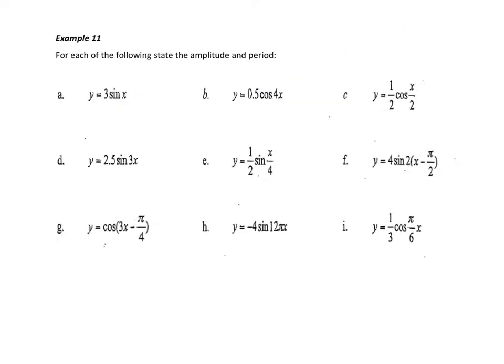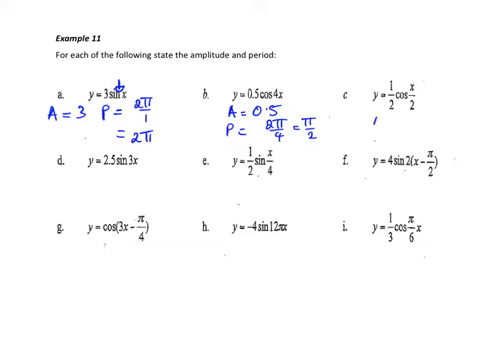In this example, we're asked to state the amplitude and period. Now, remember, amplitude is the value in front of the sine, cos and tan. So amplitude here is 3, and the period of this graph is, well, there's no value in between the sine and the x other than 1, so it's 2 pi on 1, which makes it 2 pi. Let's go through the others. Amplitude is 0.5. Period here is 2 pi on 4, which makes it pi on 2. Always simplify it as much as you can.